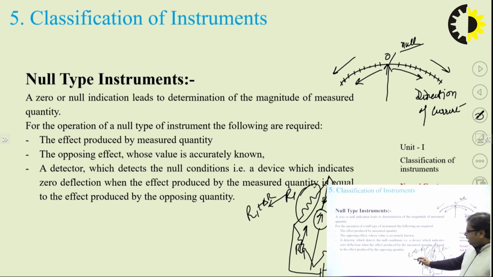But if this R1 is changed to R1 plus delta R, to bring it again to a balance, this R4 is required to be changed to R4 plus delta R, to maintain that ratio. So, this is an example of a null type method.